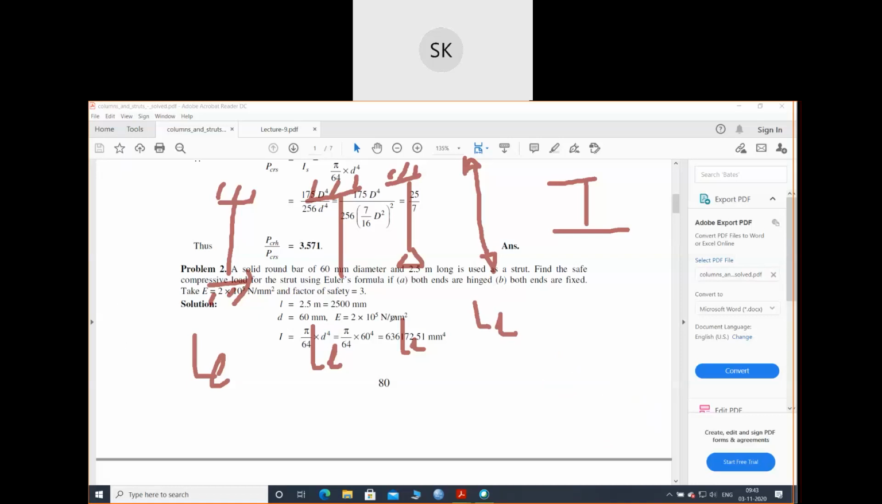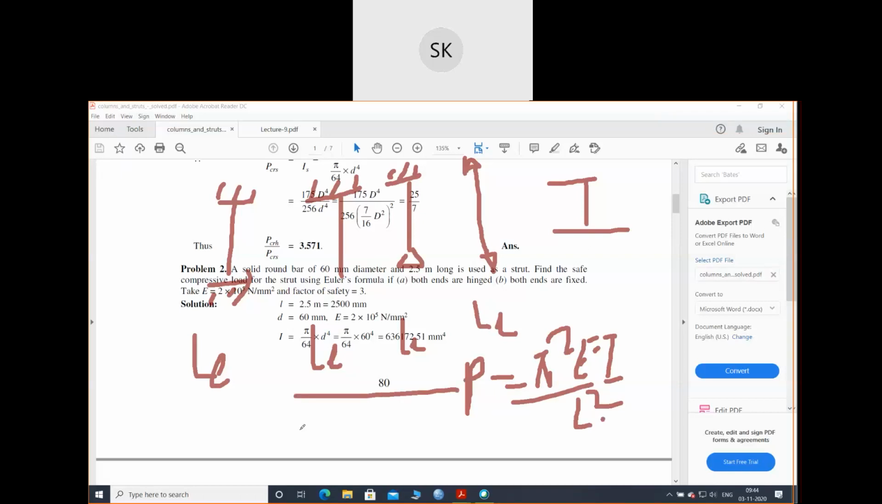So the basics: you should know the end conditions and the effective length, you should know the I value, and lastly you should know the formula, pi square E I by L square. E will be given to you most of the time. Easy. You should know the length, the conditions, the I, and this formula. These three things are needed to solve problems based on Euler's formula.